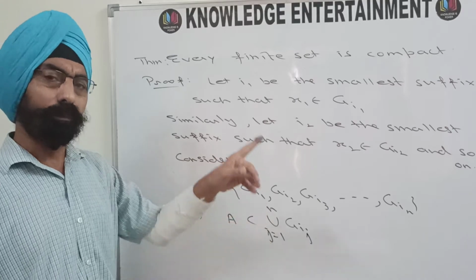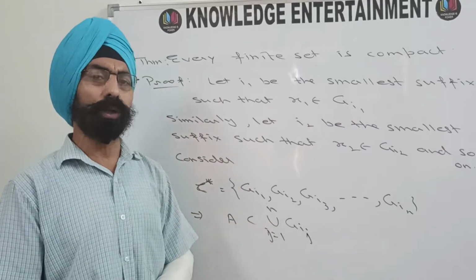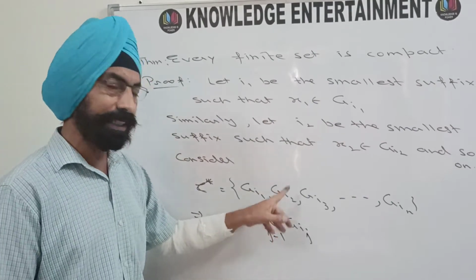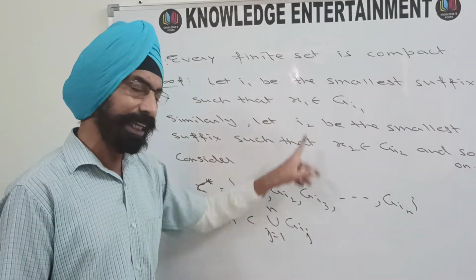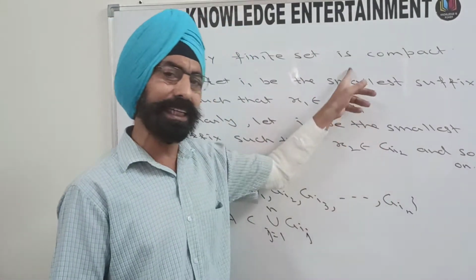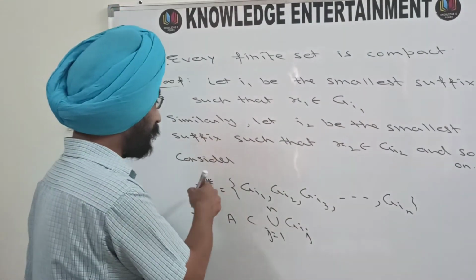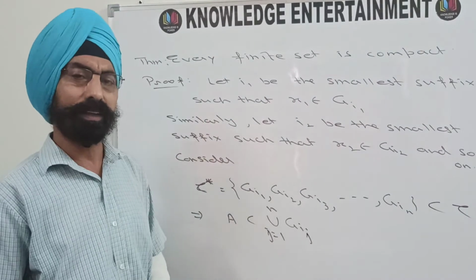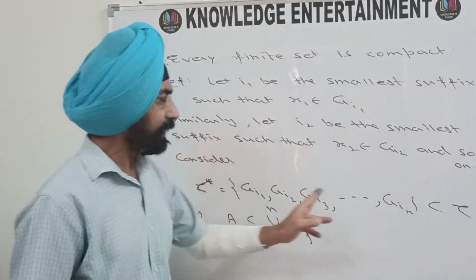But this Gi1 is a member of C star, and this is from where we have taken this. This we have taken from the union of Gi, i belonging to lambda. That means this Gi1 is coming from C. Similarly, this Gi2 is coming from C. This Gi3 is coming from C. This Gin is coming from C. That means your C star is a subset of your C.